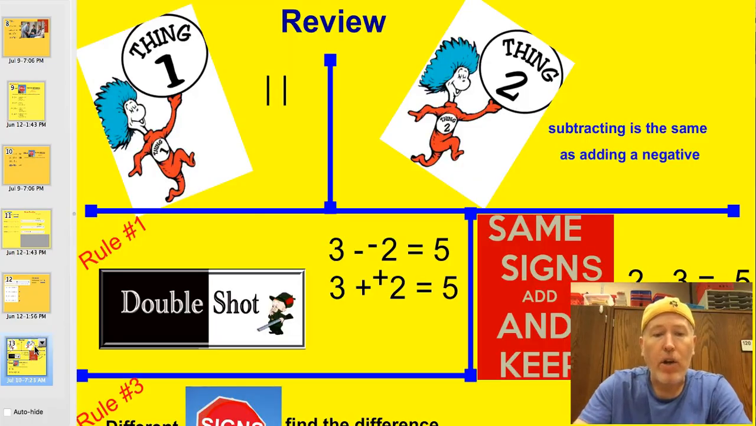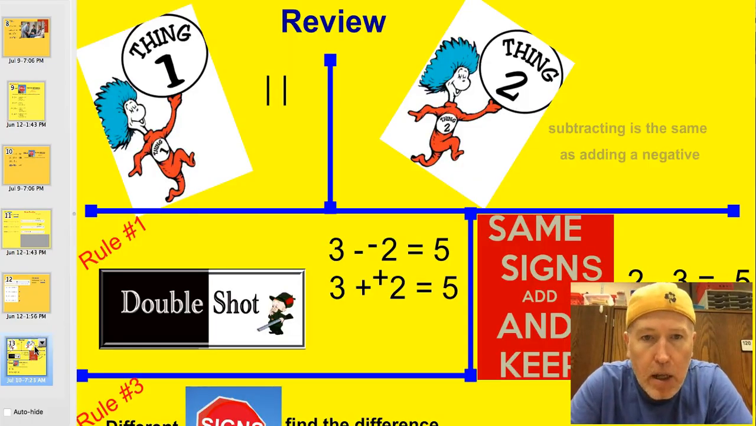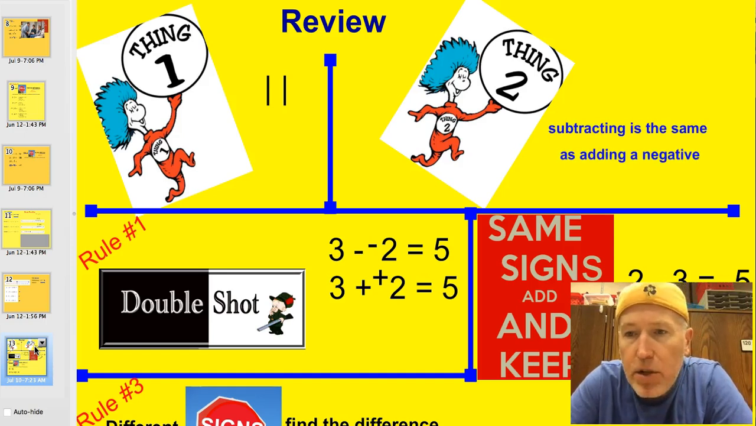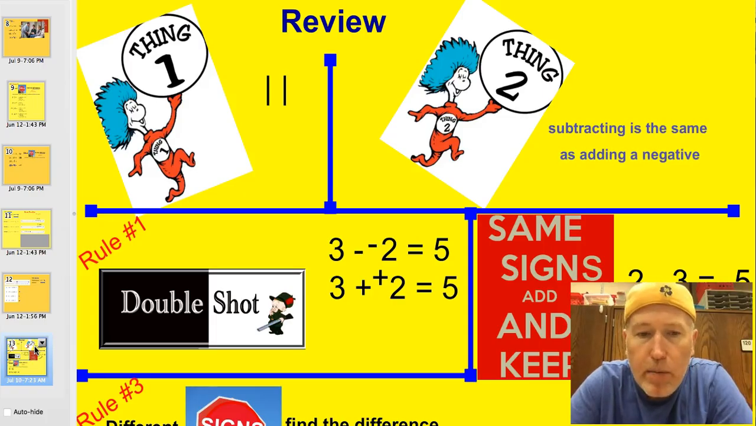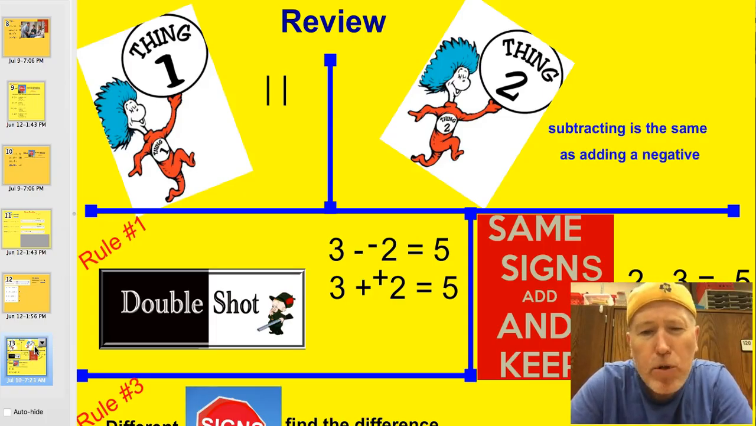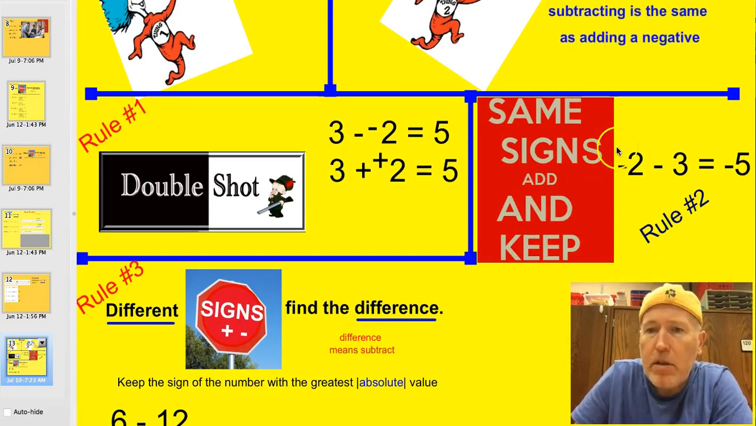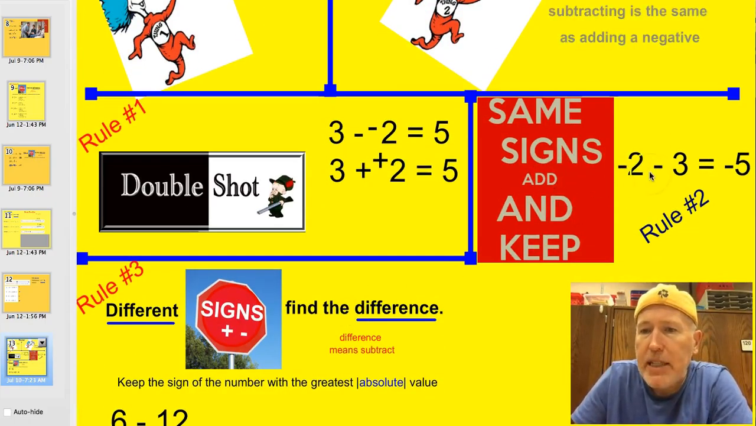Quick review. I know you're being so patient with me tonight. Thing 1, remember, absolute value, the distance from 0. Thing 2, subtracting is the same as adding a negative. Rule number 1, hit me with the double shot. Double shot. Subtracting a negative is just like adding. Remember that.